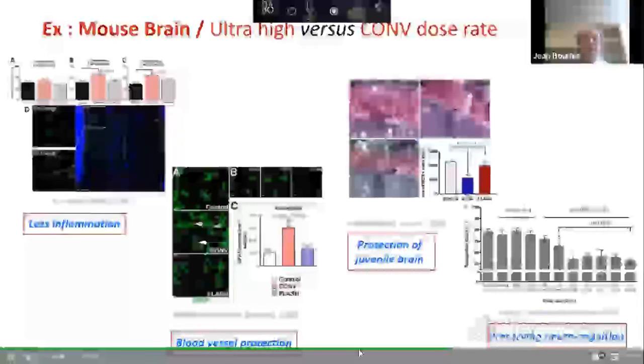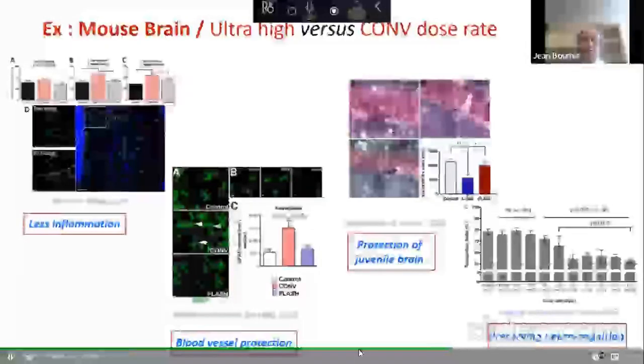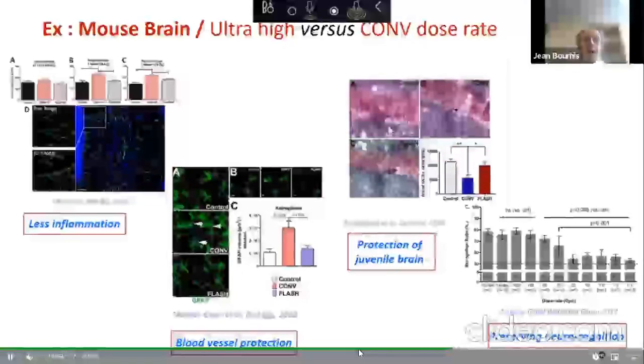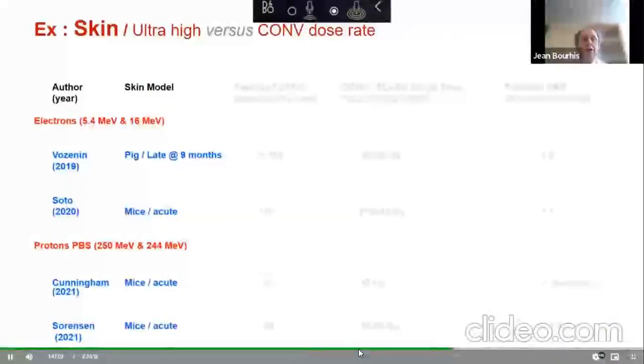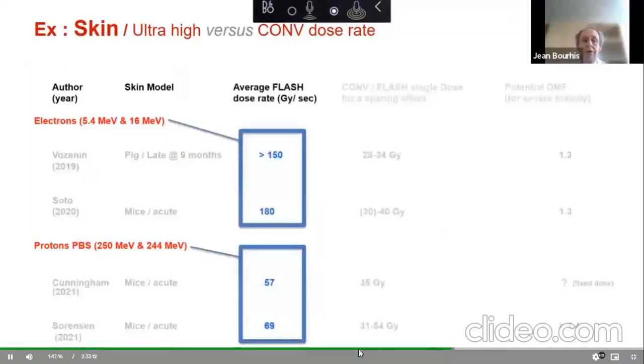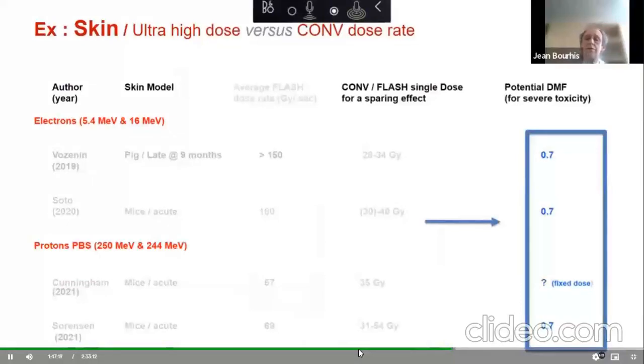Here is just an example of what has been done in the brain, which is remarkably protected by flash when compared to conventional. I'm not going to detail, I think it was presented before. Also, another area where we have a lot of data is on skin, sparing effect of flash on skin. Here we have data in mice, but also in pig, where we see that the dose modifying factor is around 0.7 for severe toxicity. We will come back to this point later.